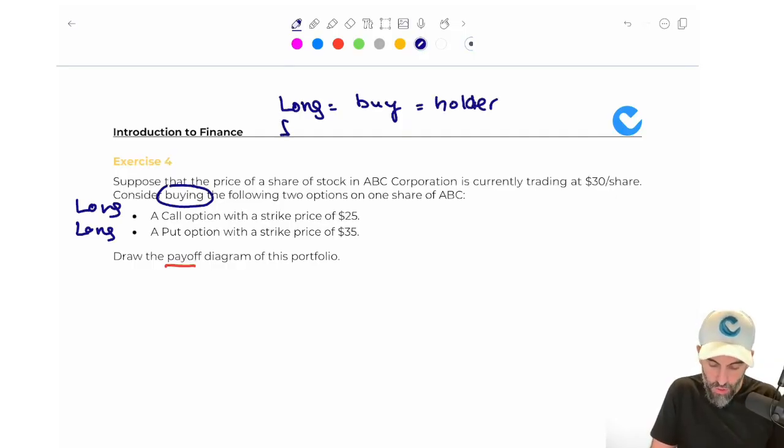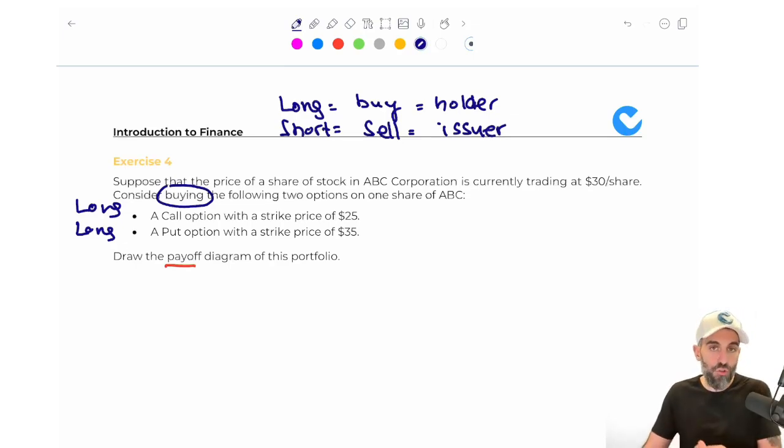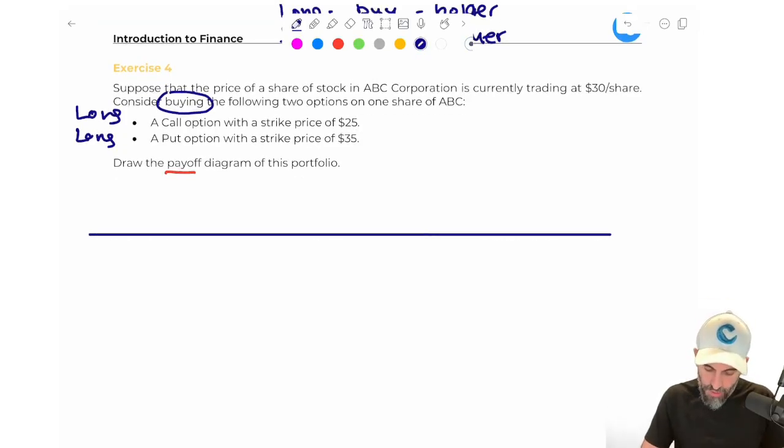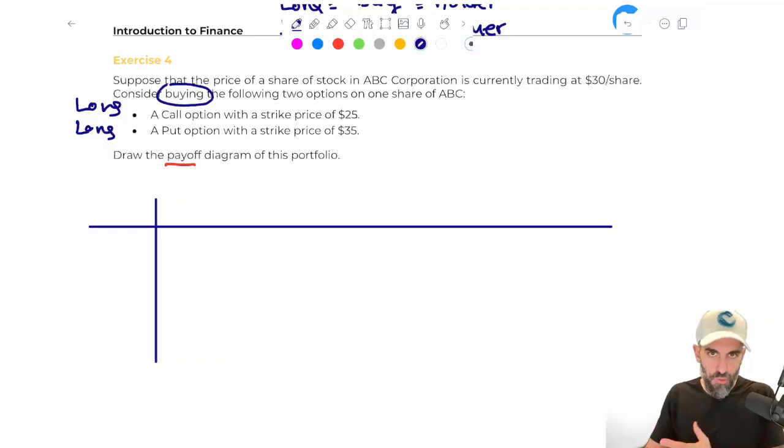If they said you're selling, that means you're short. Short means selling, which means you're the issuer. So you have to pay attention to that in the text because you have to know if you're the holder or if you're the issuer. Here, we're the holder. And we want to draw a payoff diagram, but before we can draw a payoff diagram, we're going to build a table to figure out all of our possible payoffs.